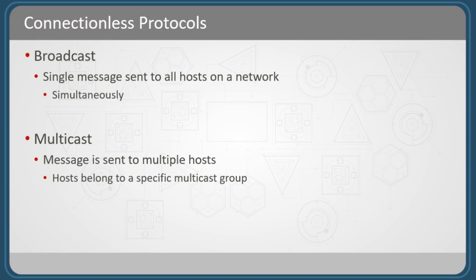So if you have a single system on a network that needs to communicate with every other host on that network, it will use a broadcast. It sends the packet simultaneously to every other system. So if it needed to negotiate those rules with every other system, it would simply take far too long. And the same goes for multicast.